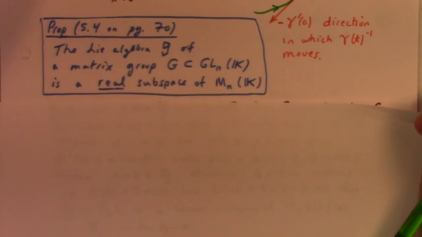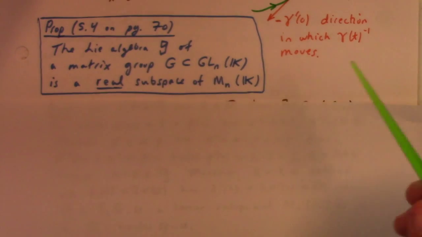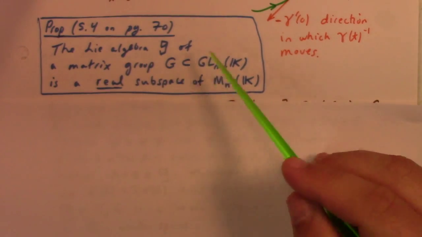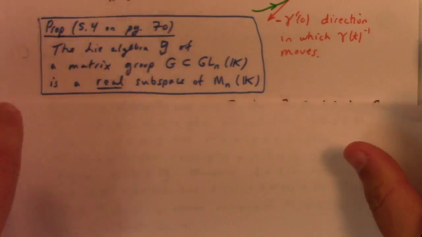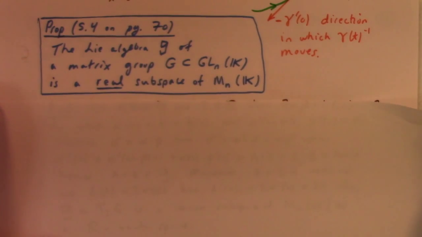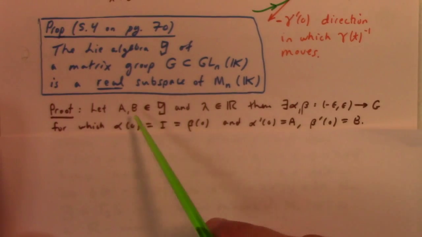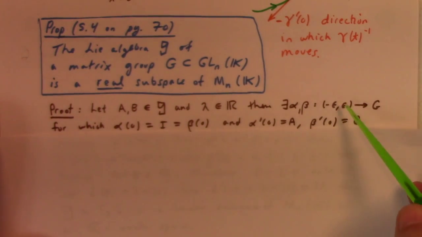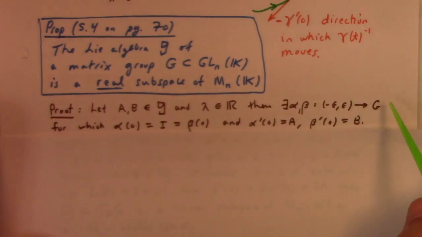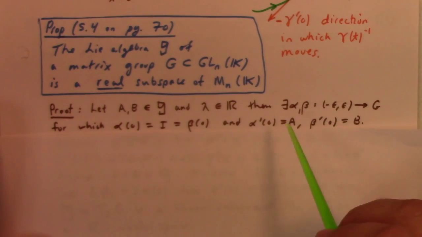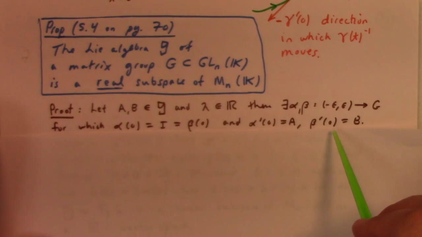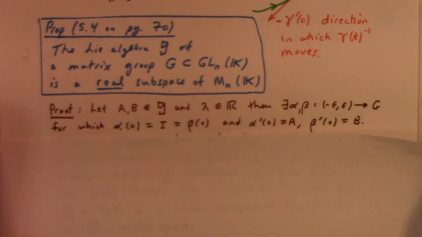Another proposition from page 70 of TAP: the Lie algebra frac G of a matrix group G is a real subspace. All right, so as promised, it's a real subspace. Now here's the proof. If I have A and B in frac G and lambda is real, there exist curves alpha and beta into G for which alpha of 0 is equal to I, alpha prime of 0 is A, and likewise beta prime of 0 is B.